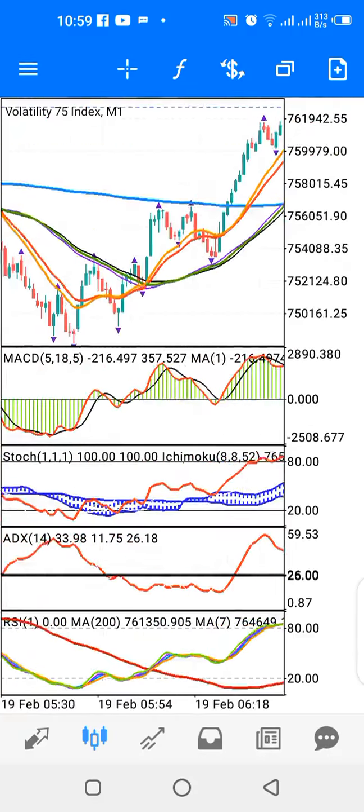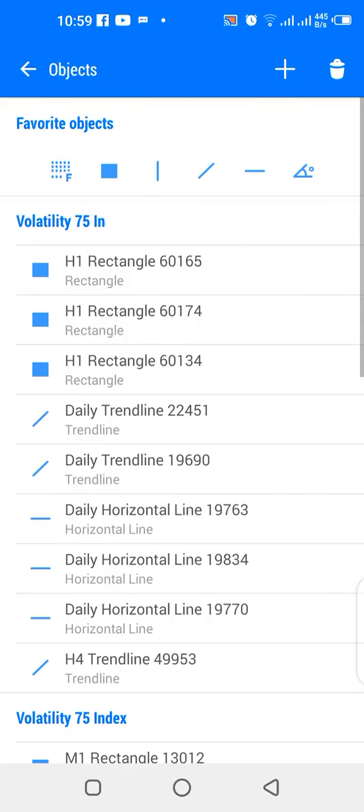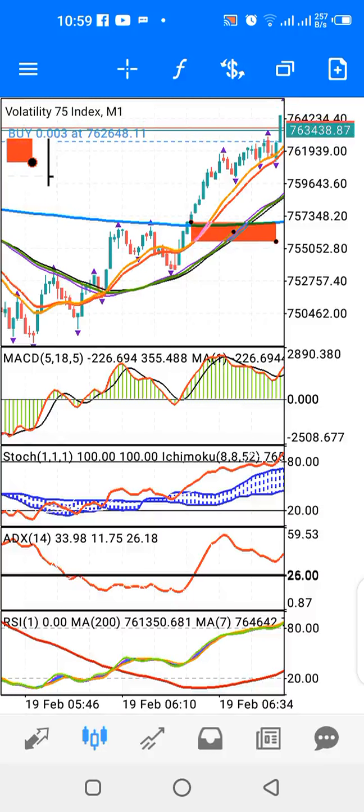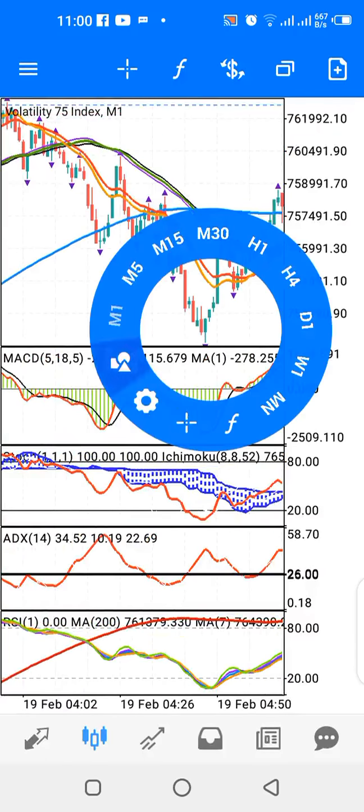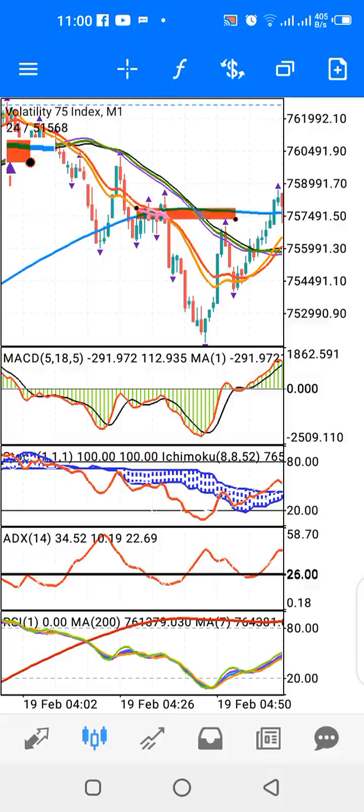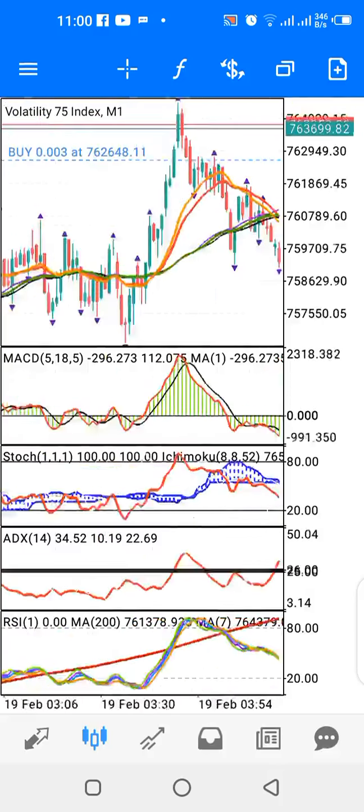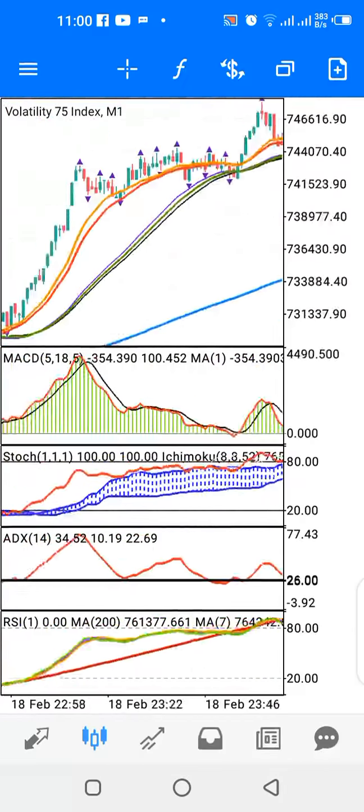All right, here we have a bullish trend change. Here you have a bearish trend change. Okay, let's continue.